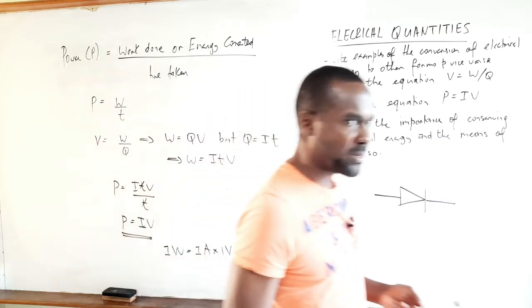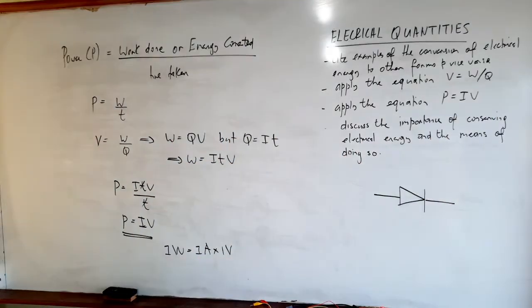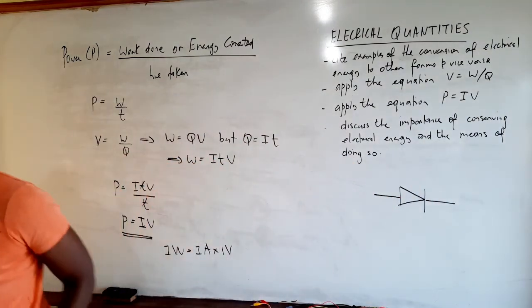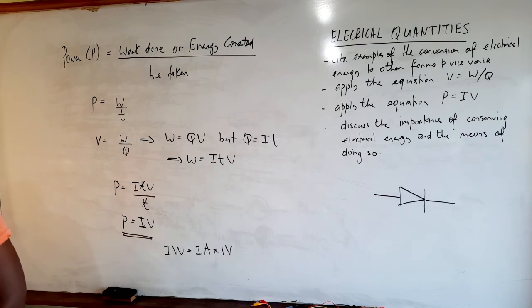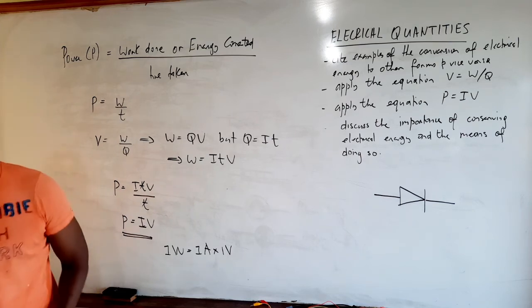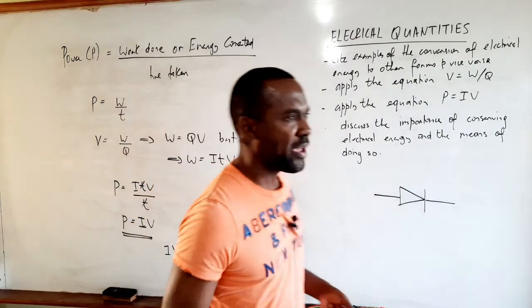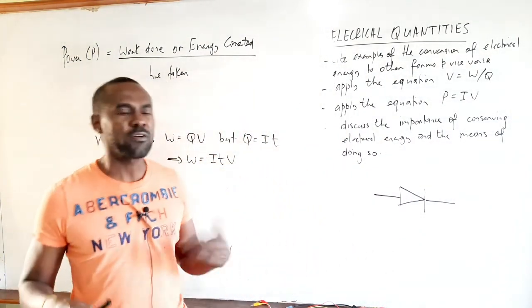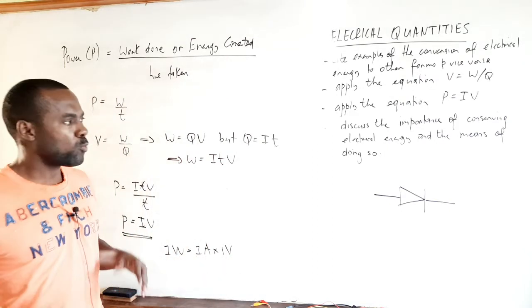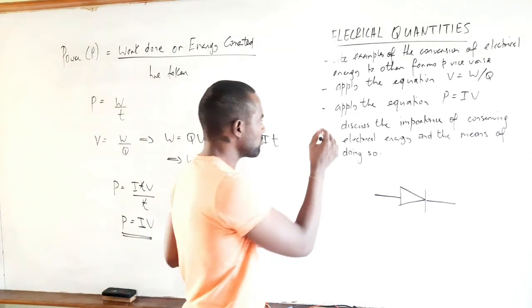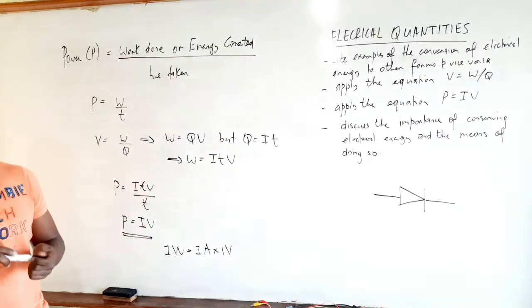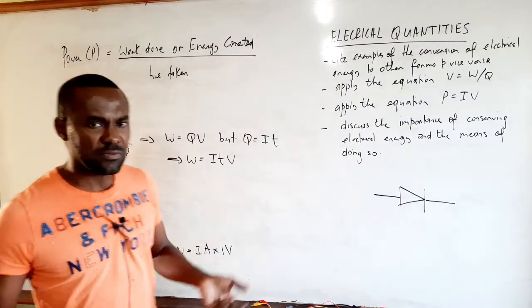The last requirement of the syllabus wants us to discuss the importance of conserving electrical energy and the means of doing so. Now, we mentioned before the principle of conservation of energy, and according to the principle of conservation of energy, energy can neither be created nor destroyed, but can only be converted from one form into another. Now, when this objective of the syllabus refers to energy conservation or conserving electrical energy, it is not talking about the principle of conservation of energy.